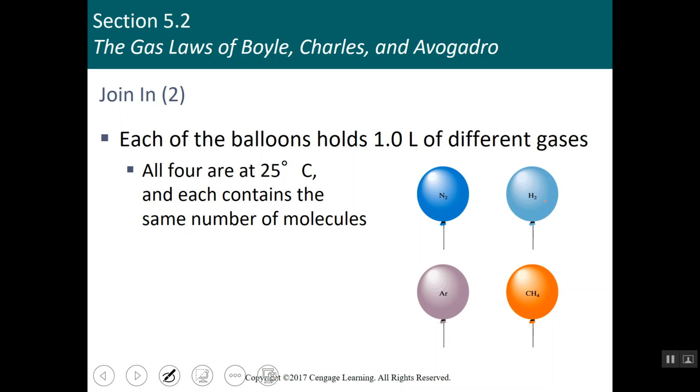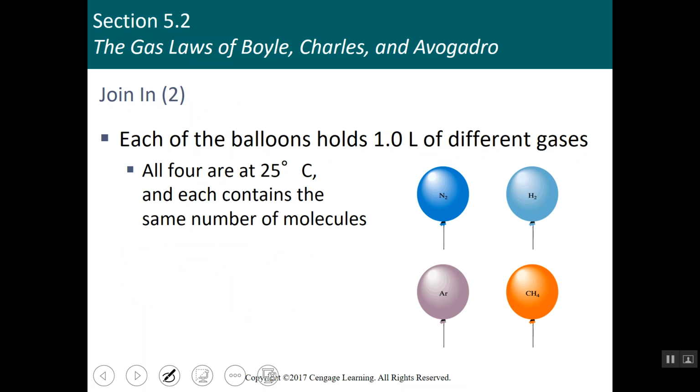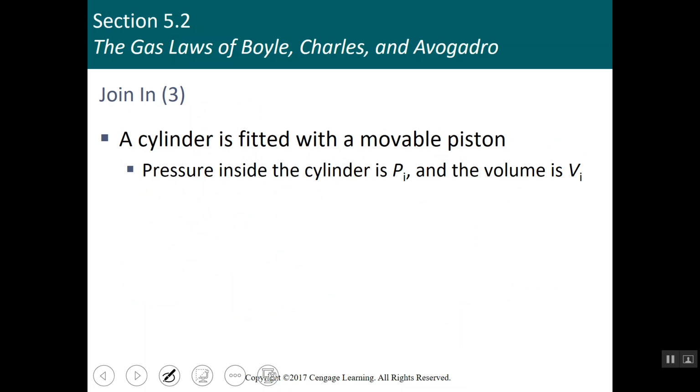Each of the balloons holds 1 liter of gas. All are at 25 degrees Celsius, and they have the same number of molecules, so they have the same moles, the same temperature, the same volume. So what also would have to be the same for these? Well, the other thing we talked about was pressure. If they have the same volume and the number of moles and the same temperature, then the pressure is going to have to be the same as well.